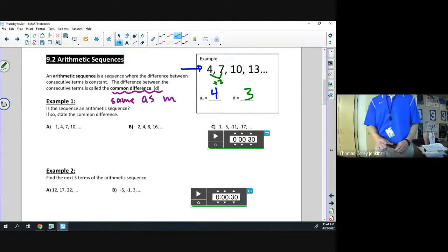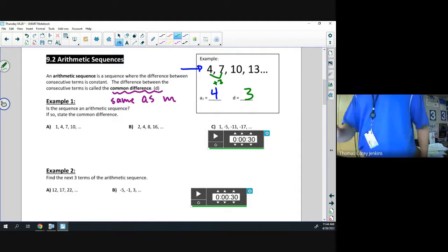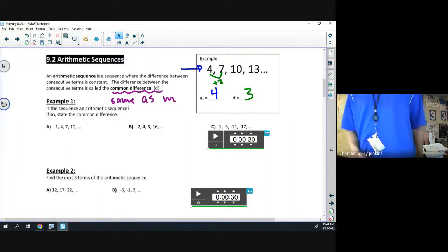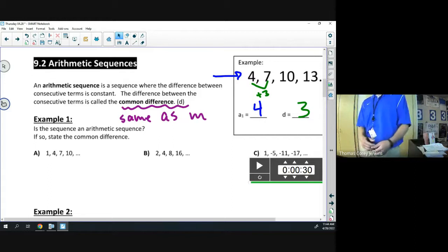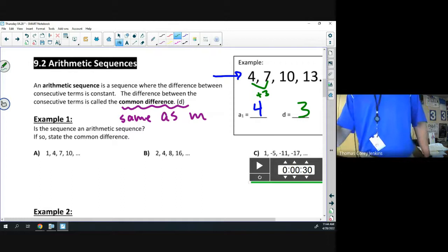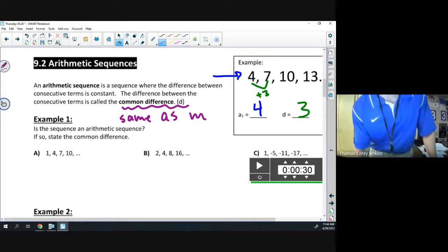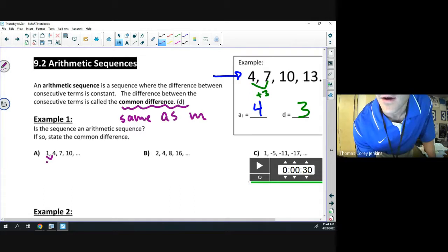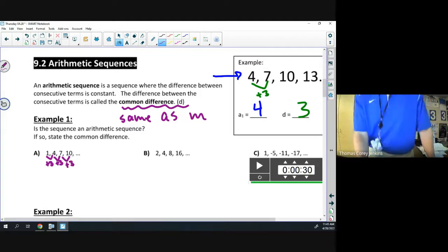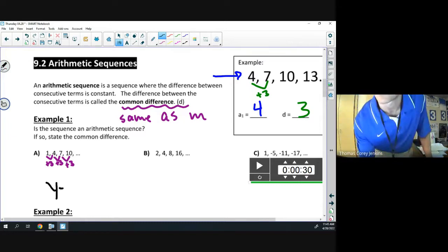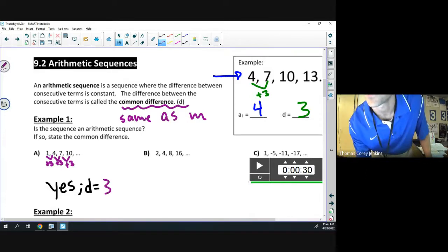All right, so in example 1, the question is, do we have an arithmetic sequence? If so, what's the value of d? What's the common difference? So you do need to make sure it works all the way through. Looking at A, I know 1 plus 3 is 4, and I just want to make sure 4 plus 3 is 7. Yeah. And 7 plus 3 is 10. So since it works the whole way through, we would say, yes, it is an arithmetic sequence, and we would say d equals 3.